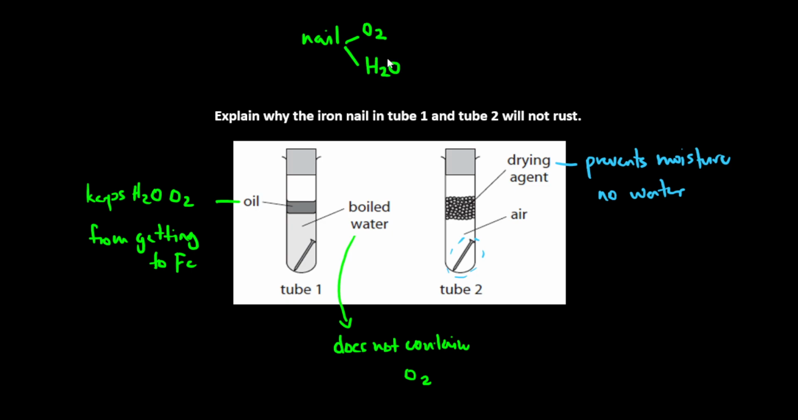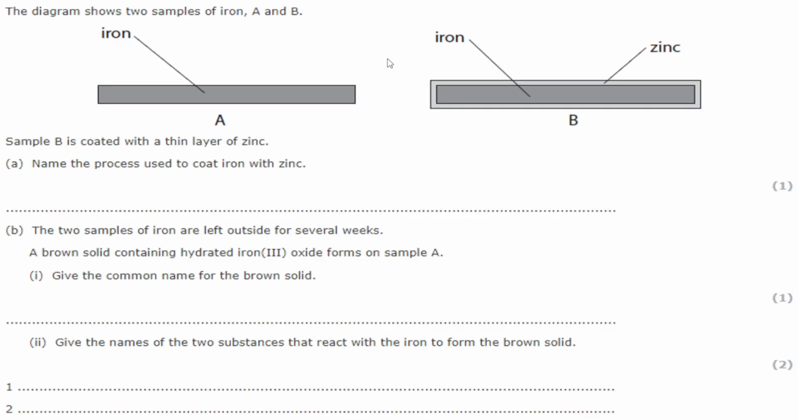Alright, so let's do a few example problems on rusting. Pause the video to actually see the question first. Alright, so name the process that we use to coat iron with zinc. It's galvanizing, okay? So the 2 samples of iron are left outside. Brown solid containing iron 3 oxide forms from sample A. Give the common name for the brown solid. Okay, since this asks you common name, right, it's not chemical name. Okay, so be careful. They want you to answer that this is rust. You can actually answer this is hydrated iron 3 oxide or anything. Okay, so the common name is rust.